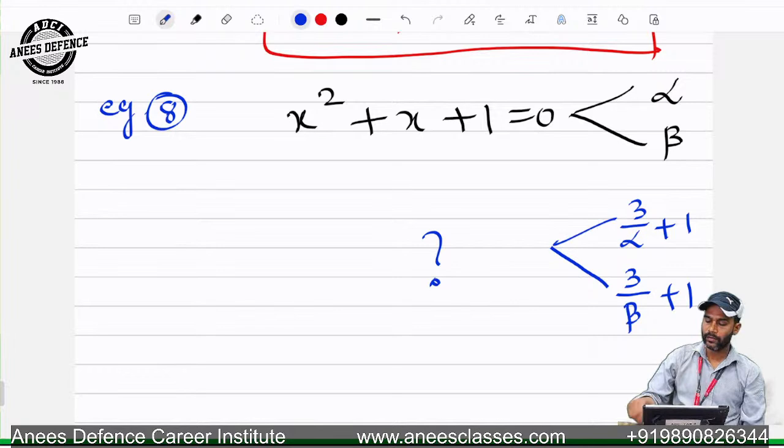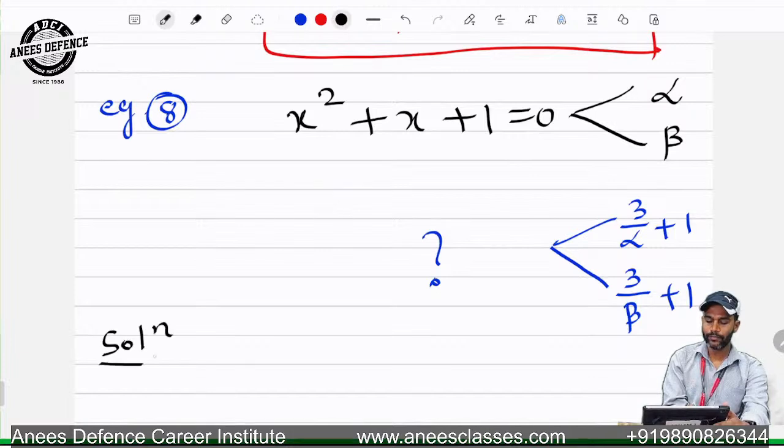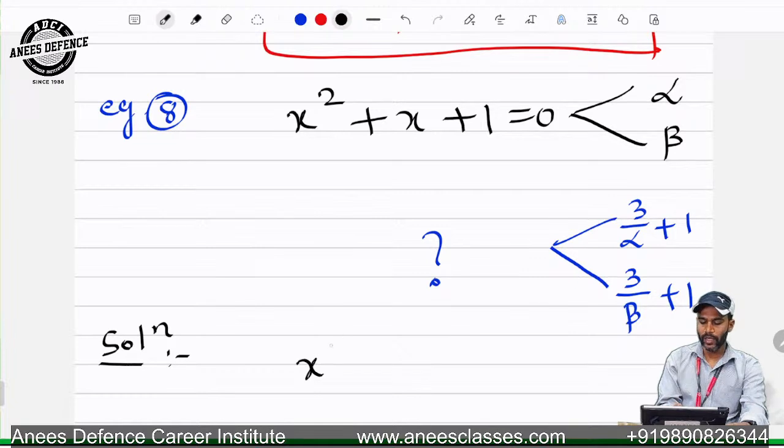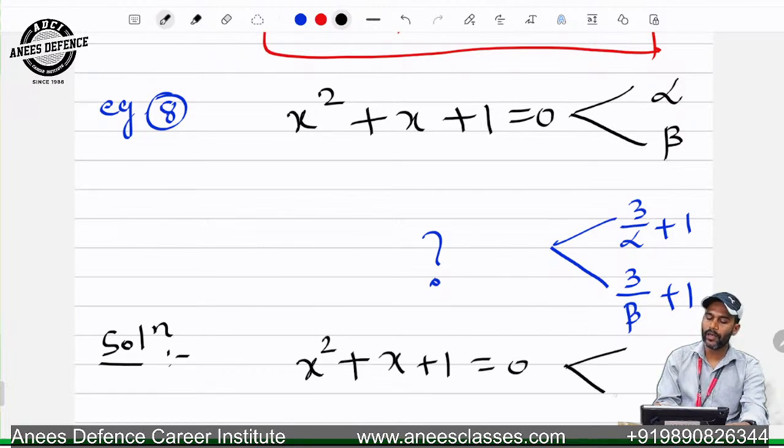Done. See, very easy. What we have to do? Three transformations we have to apply. If you apply the first transformation, which is 1 by alpha and 1 by beta, the equation won't change, because a and c are both 1. So x square plus x plus 1 is equal to 0, and the roots are 1 by alpha and 1 by beta.